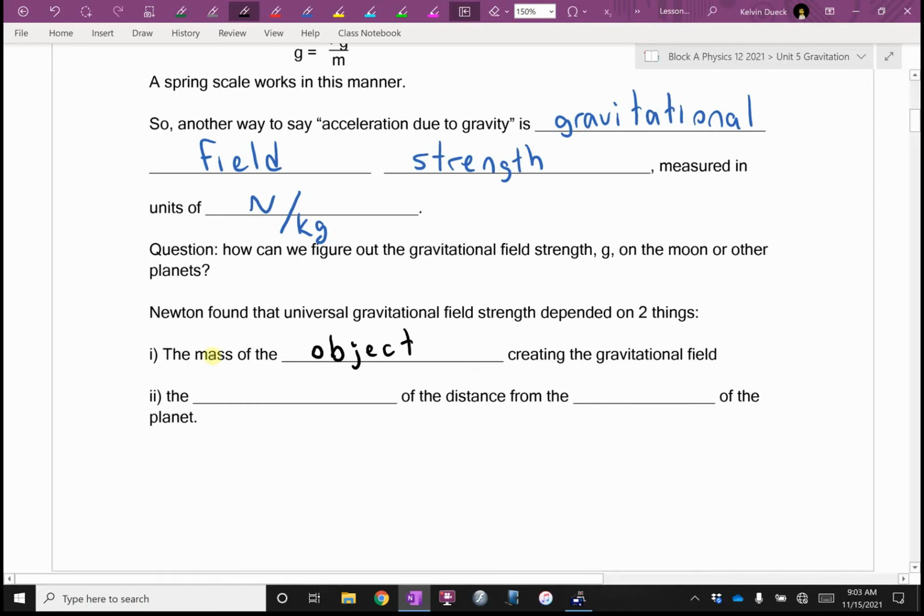And it depended on the square of the distance from the center of the object. Everybody look up for one sec. Hannah, look up. It depended on r squared. The distance from the center, r squared. Okay.